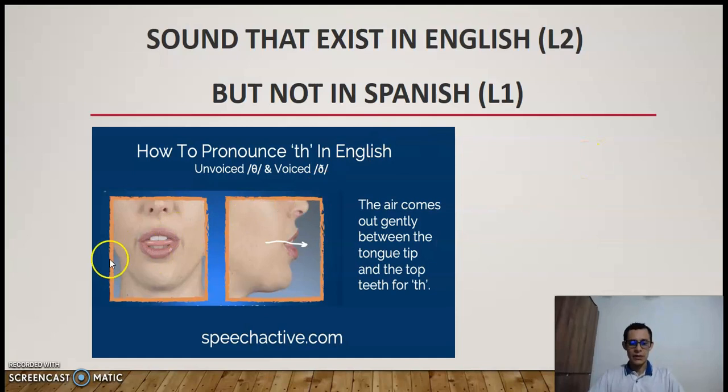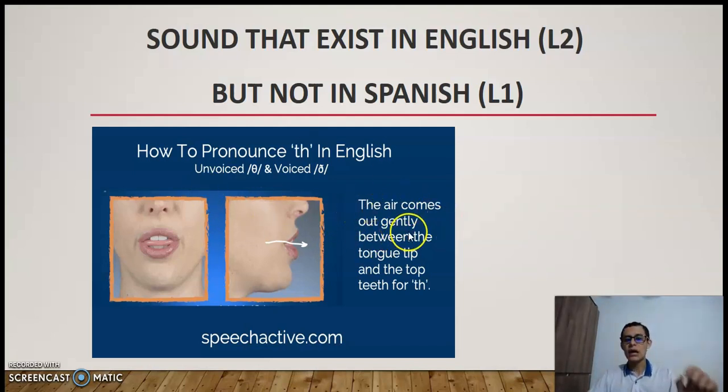So the first sound is TH in English. In this phoneme, there are two ways of pronouncing it. The first one is easier, like TH. You have to take your tongue out, like in this example. Okay, this is an unvoiced sound, and the other one is a voiced sound. It's a little bit stronger, like in this one. For example, father. Okay, so let's do it.